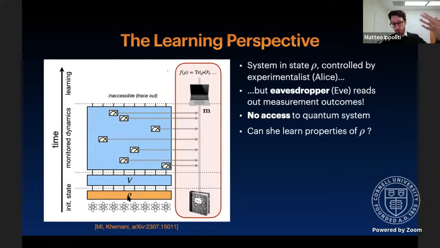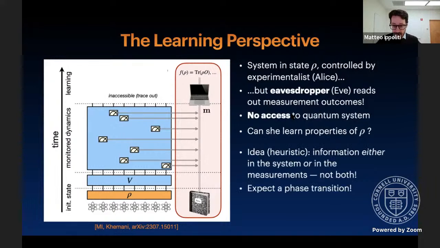This quantum state rho is prepared by an experimentalist, Alice, and she doesn't share her knowledge with you. You only get to look at the measurement outcomes and are trying to make the most of them. Learn as much as you can. So this is a complementary point of view.